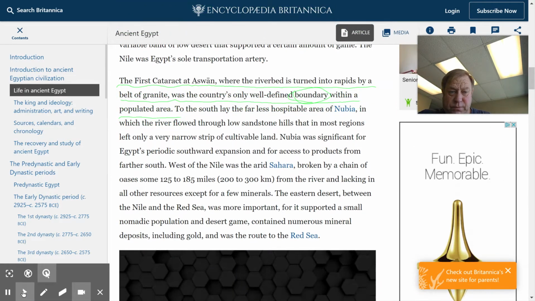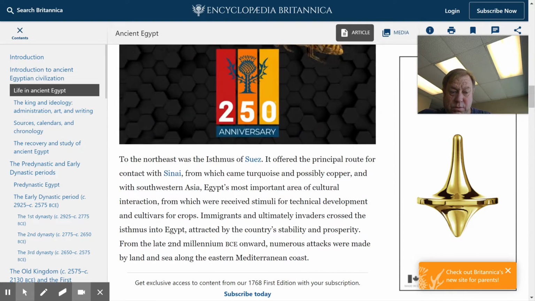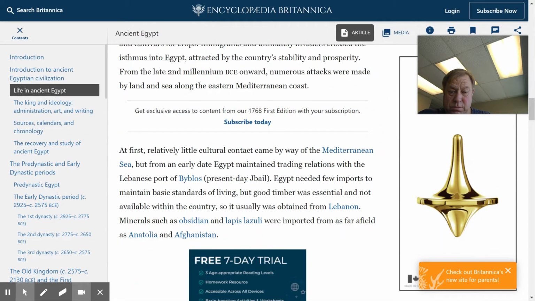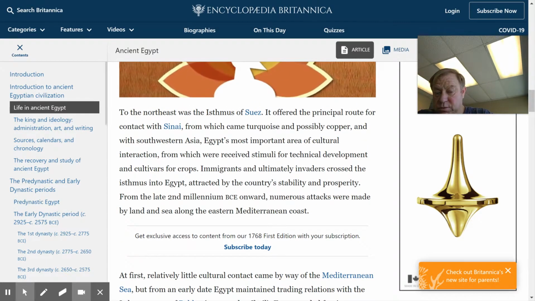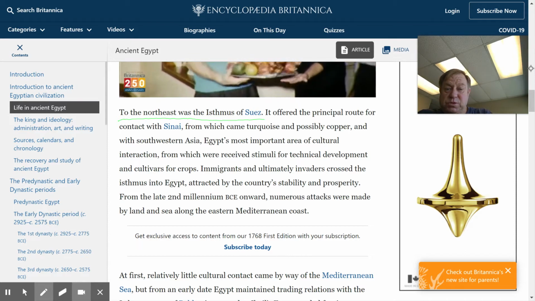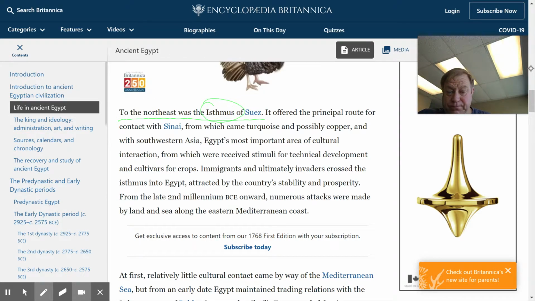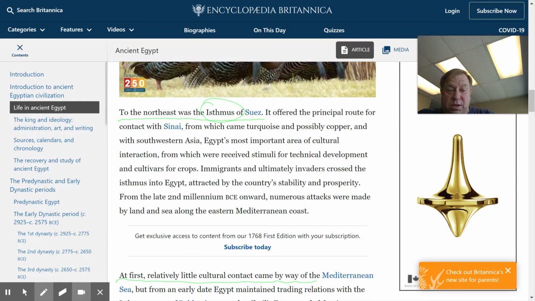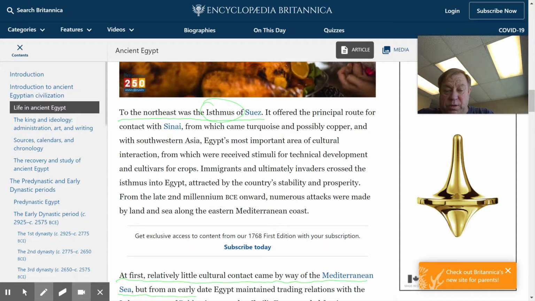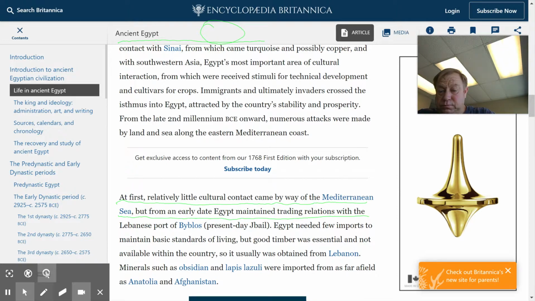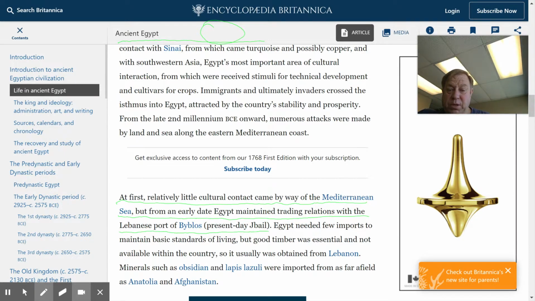And I believe we see here 2 more paragraphs. The first sentence of this one reads, to the northeast was the Isthmus of Suez. Isthmus is a really interesting kind of geographic feature we'll talk about in a minute. And then the last paragraph for today, at first, relatively little cultural contact came by way of the Mediterranean Sea, but from an early date, Egypt maintained trading relations with the Lebanese port of Byblos. Okay. So that would be our preview.